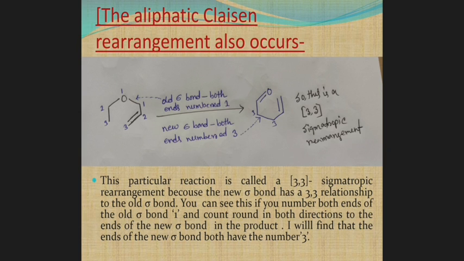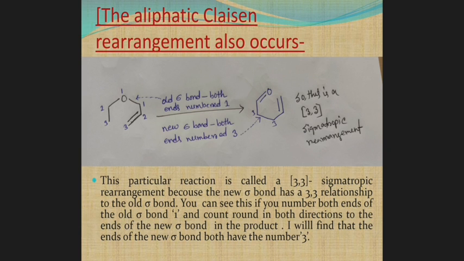The aliphatic Claisen rearrangement also occurs. This particular reaction is called a 3,3 sigmatropic rearrangement because the new sigma bond has a 3,3 relationship to the old sigma bond. You can see this if you number both ends of the old sigma bond 1 and count round in both directions to the ends of the new sigma bond in the product. You will find that the ends of the new sigma bond both have the number 3.